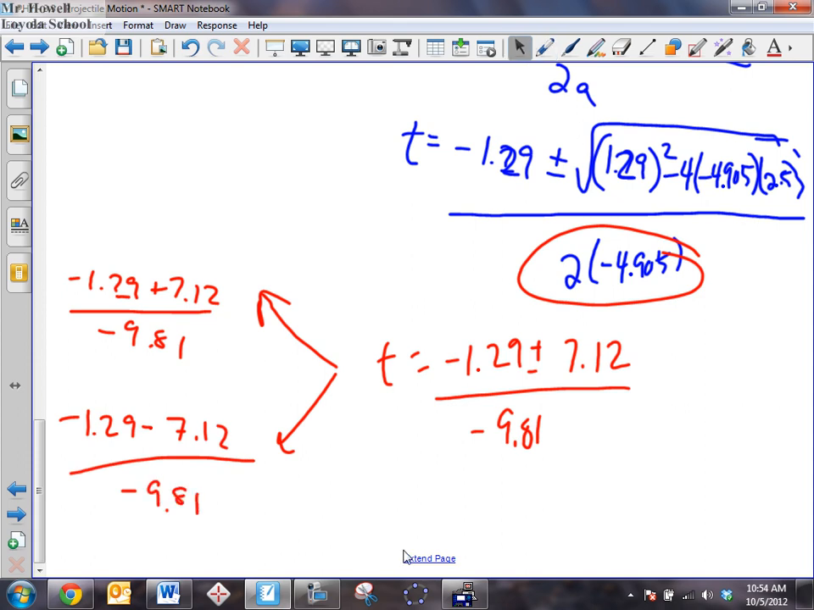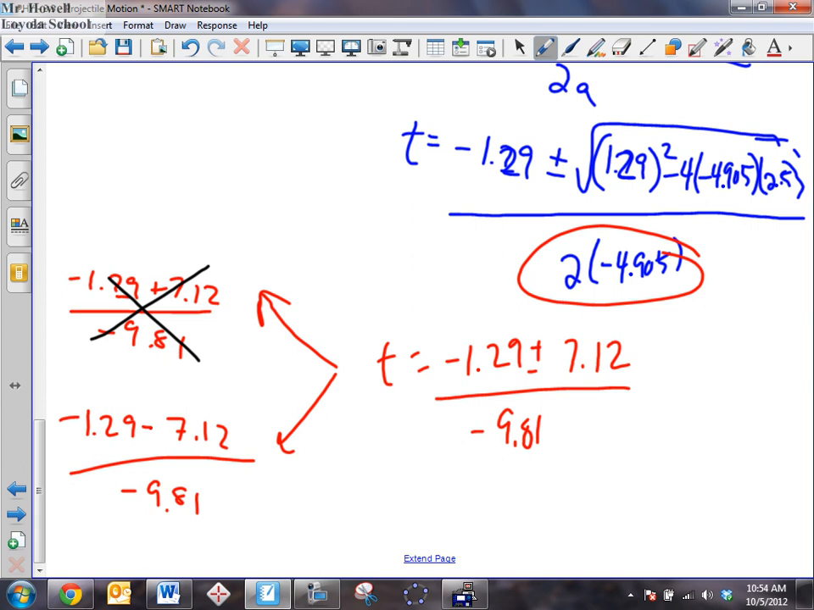Now, let me just discuss real quick. Watch this, before I do the answer. The numerator in the first part is going to become positive, isn't it? 7.12 is bigger than 1.29. It's going to be a positive over a negative. So what kind of an answer am I going to get there? Do I care about that answer? I really don't. Save yourself time. It's going to become negative, and the time has got to be positive here. So do the bottom one.